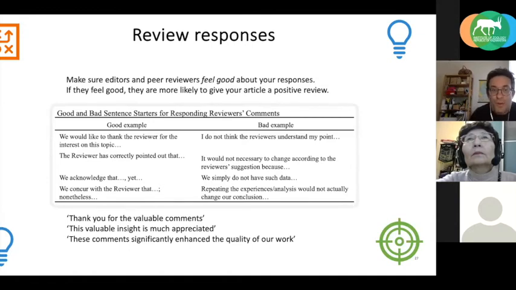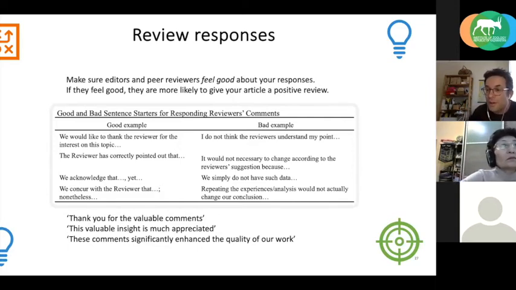Thank the reviewer for their time. The reviewer has correctly pointed out. We acknowledge that. We concur with the reviewer. These are ways to start sentences in a positive way. Thank you for the valuable comment. This valuable insight is much appreciated. These comments significantly enhance the quality of our work.